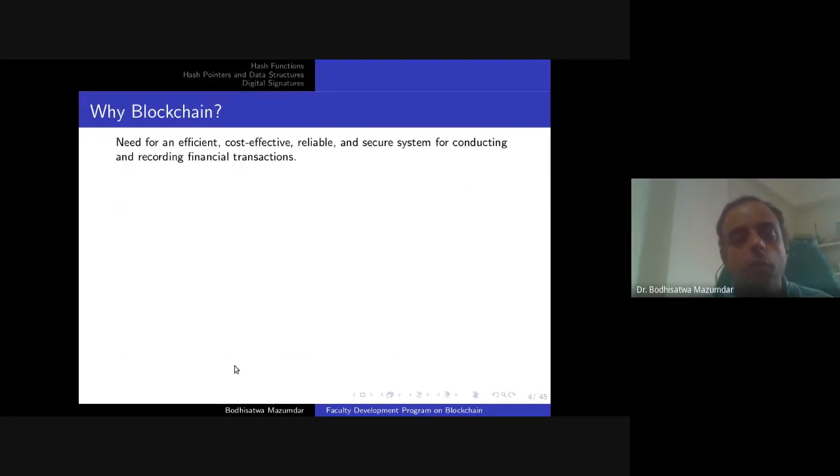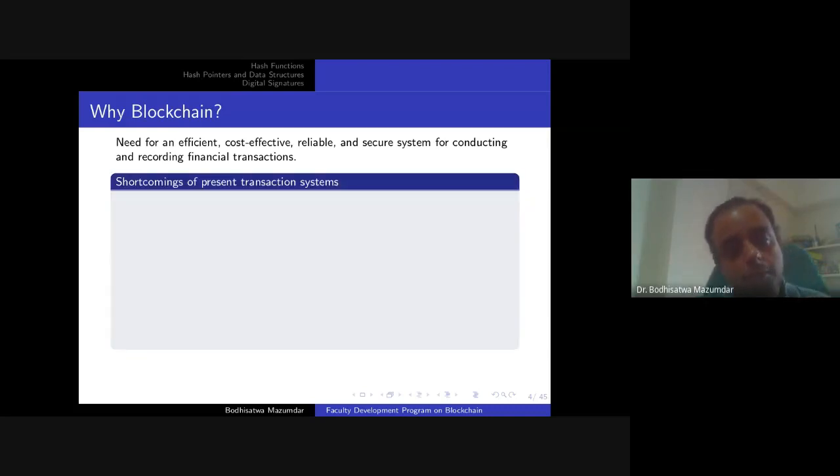So why blockchain? Why is a blockchain required? Blockchain is required due to the need for an efficient, cost-effective, reliable and secure system for conducting and recording financial transactions. As I mentioned before, the present-day banking system has its own loopholes. There are numerous scams that are happening. Hence the system at times tends to be non-reliable, and confusions arise whether indeed the system is secure or not. That is where blockchain comes into the picture.